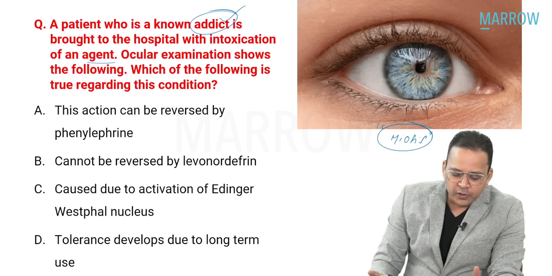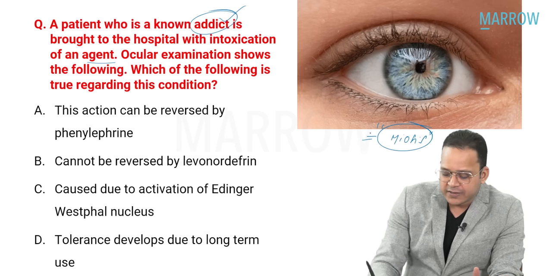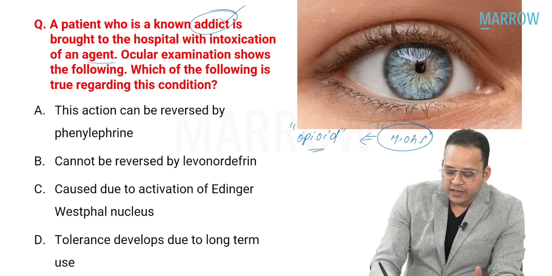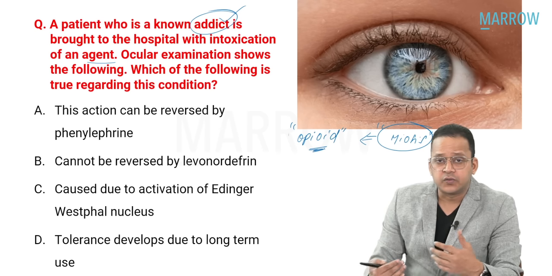Ocular examination shows the following. Which of the following is true regarding this condition? So all of you know, guys, this is a case of opioid intoxication, and opioids, they do cause what? Miosis.